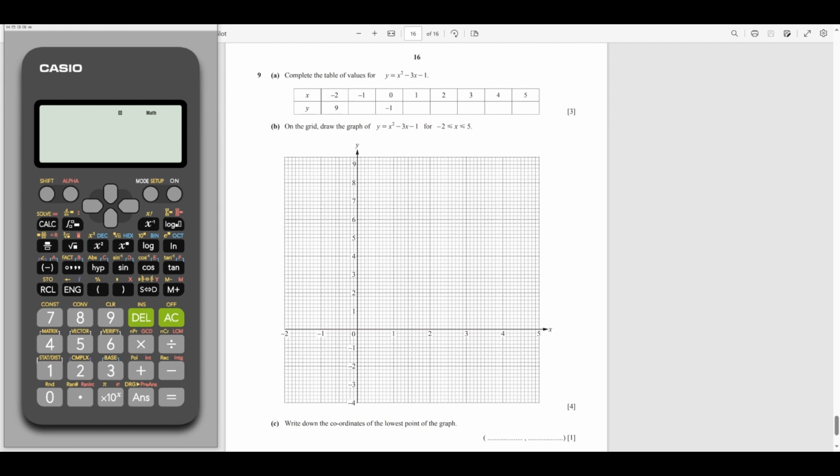So you can use it by regular substitution, that negative 1 squared minus 3 times negative 1, and then negative 1 again for the value of y when x is negative 1. This is basic method, right?